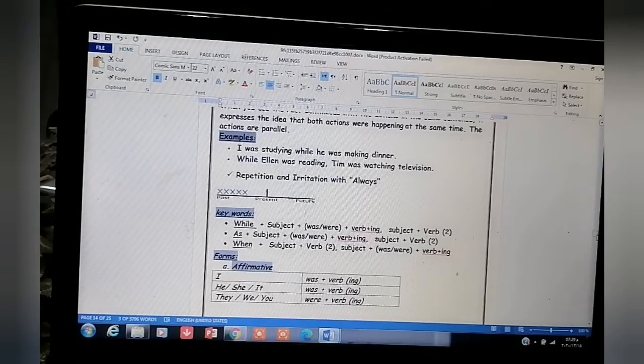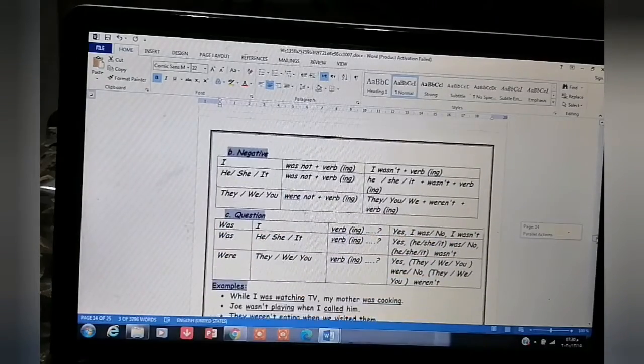We have when plus subject plus verb two. Always here after when we have verb two, comma, we have the subject plus was or were plus verb-ing, okay? Now we have the form. What is the form? I was plus verb-ing. He, she, it, because they are singular, was plus verb-ing. Then they, we, you, were plus verb-ing. Okay, this is the form of it.